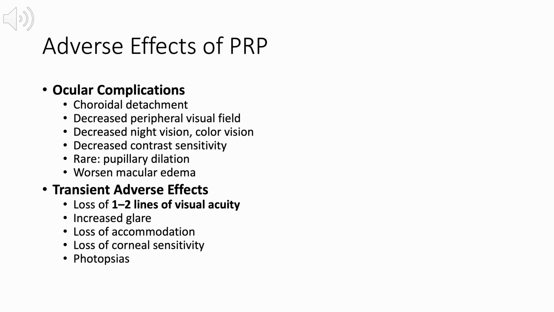The transient adverse effects include loss of 1 to 2 lines of visual acuity, increased glare, loss of accommodation, loss of corneal sensitivity, and photopsias. Notice that several of these transient effects, accommodation and corneal sensitivity in particular, mirror the function served by the long ciliary nerves, again reinforcing why meridional sparing is part of good technique.